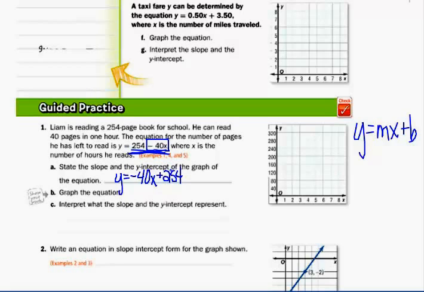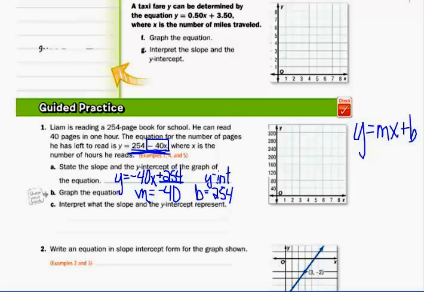Now it says state the slope. Slope right here. So m equals negative 40. The y-intercept right back here. So y-intercept, don't just put a y. If you're going to write a y, you need to write y-int. Otherwise, you might think it's like a y coordinate. Or you could just use b for the y-intercept. And that would just be positive 254.